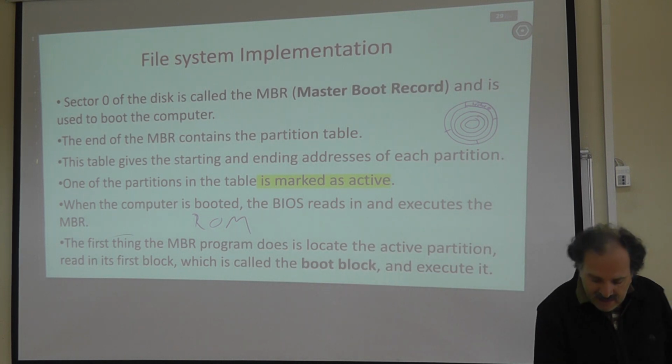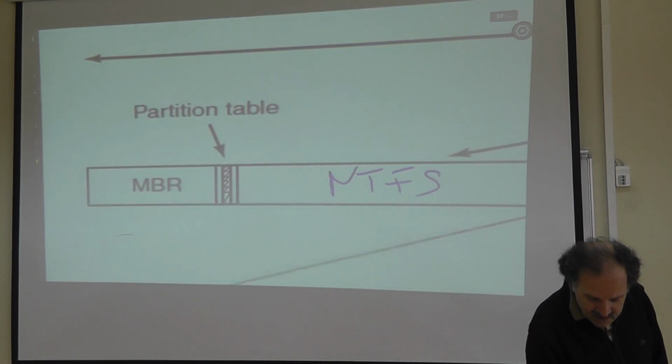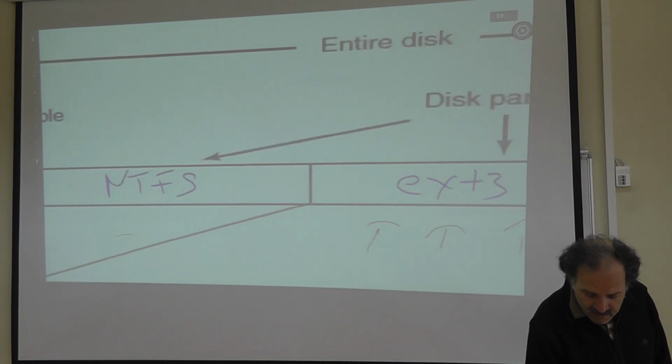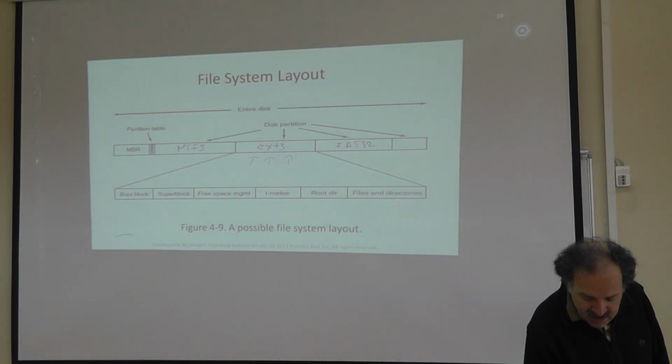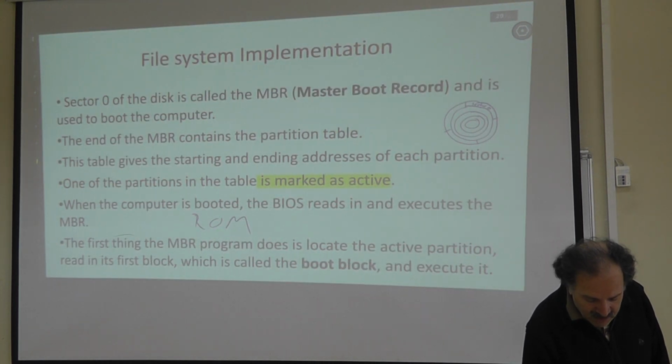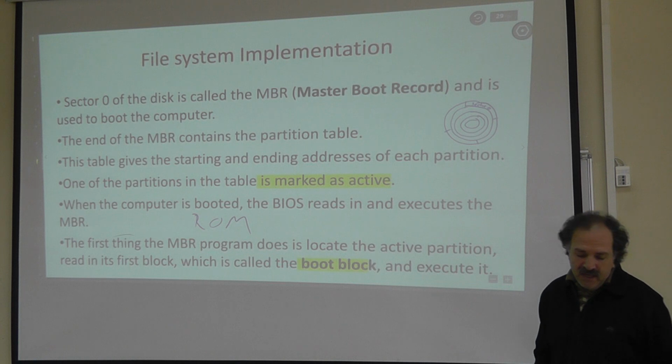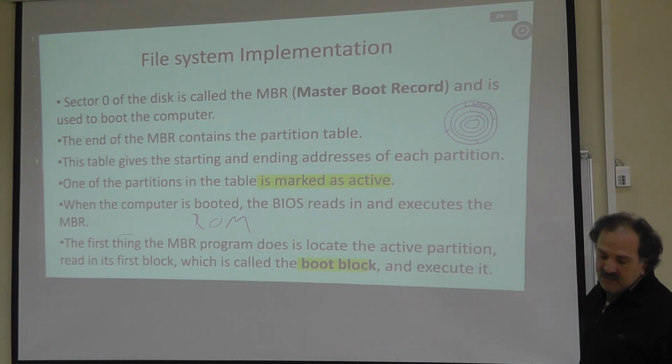So the task of the MBR is to look at this partition table, find the active partition, and read the special part of the active partition, which is called the boot block. It reads that boot block, and the boot block is the actual operating system code, and it executes it. When the boot block starts executing, your operating system starts executing.